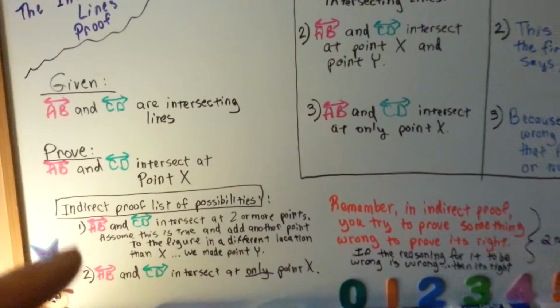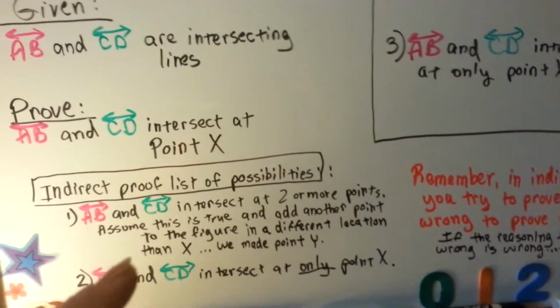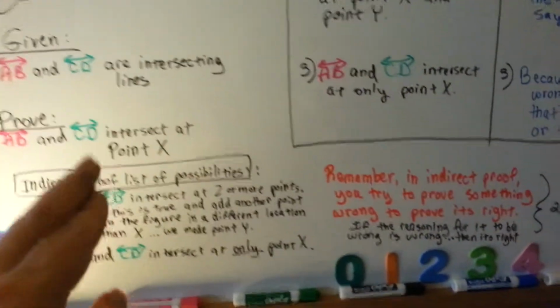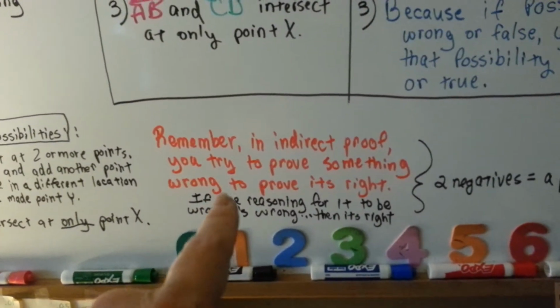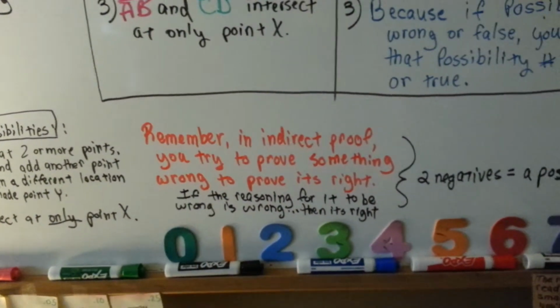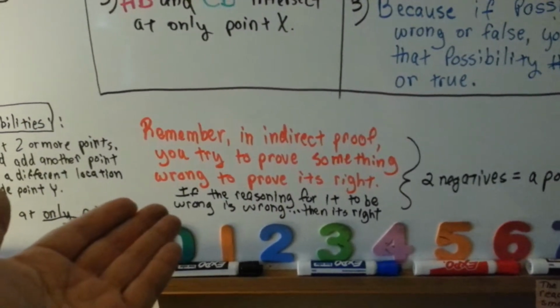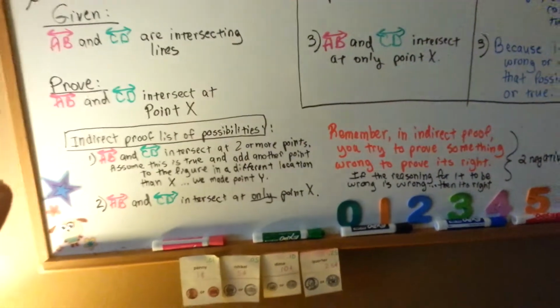So we're going to use indirect reasoning and indirect proof to do this, okay? So the way indirect proof works is you try to prove something wrong to prove it's right. Sounds crazy? Well, if the reasoning for it to be wrong is wrong, then it's right. Two negatives make a positive. So, here's the reasoning, okay?